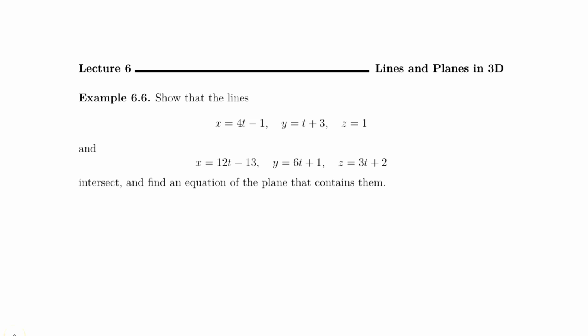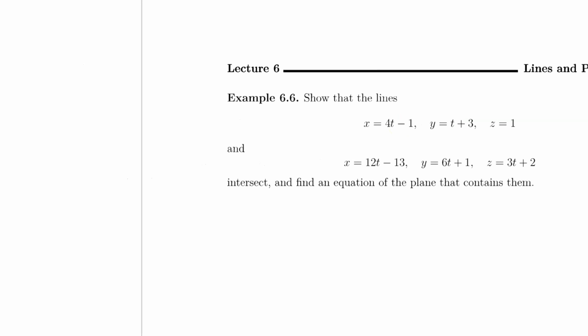So this next example asks us to show that the two lines that we are looking at here intersect, and find an equation of the plane that contains the two lines. Well, first thing first, let me point out that in higher dimension, it could be possible that we can have lines that are not parallel, but they do not intersect as well.